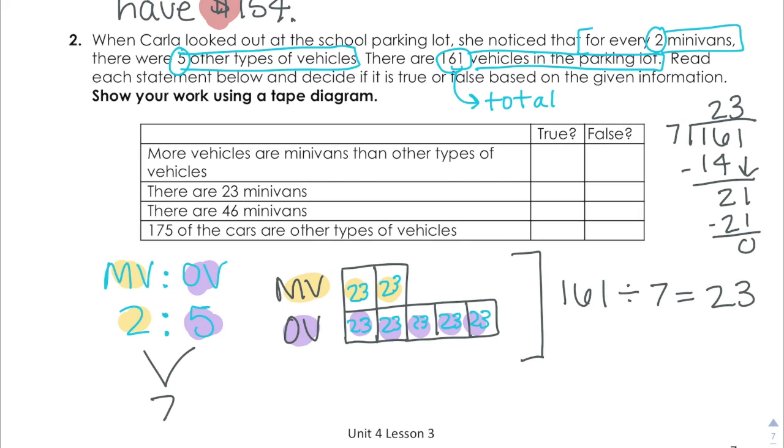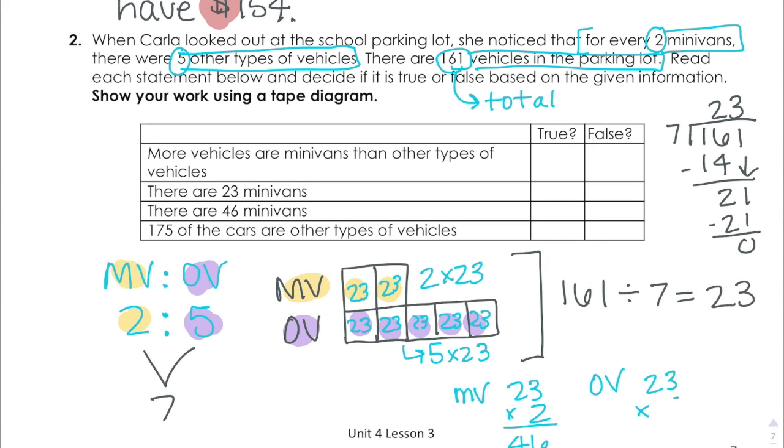All right. Let's figure out how many minivans there are and then how many of the other vehicles there are. So we have 2 boxes, both with 23 each. So 2 times 23 is going to give us the total number of minivans. So minivans, 23 times 2 is 46. Then we have other vehicles. This is going to be 5 times 23, since there's 5 boxes with 23 each.